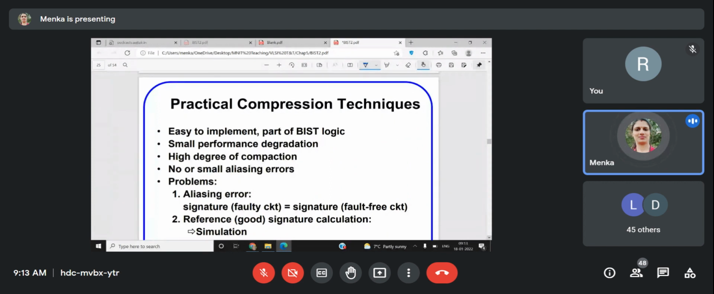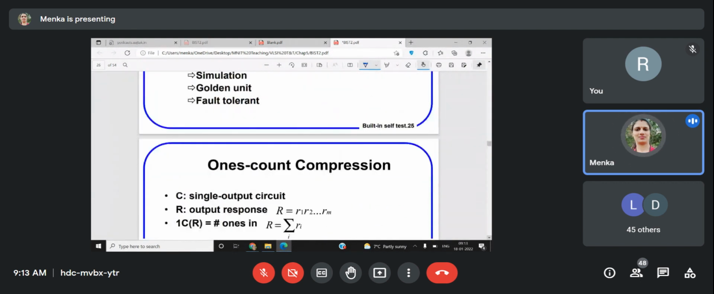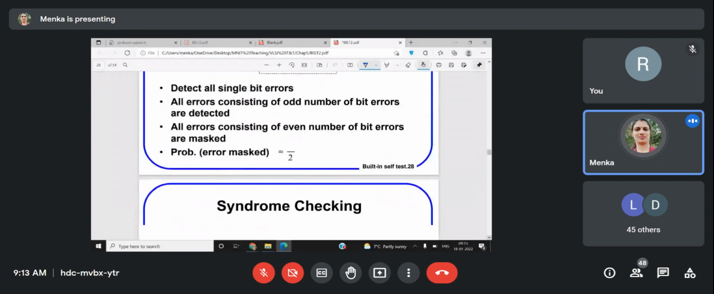So practical compression techniques: these are easy to implement, part of BIST logic. Although these are not foolproof, partially they can detect the fault. Small performance degradation, that means it is not foolproof. High degree of compaction, so that a smaller amount of memory is consumed. No or small aliasing errors are there. And why are the aliasing problems? We have already done that, so I'm not repeating that again. These all we have completed.